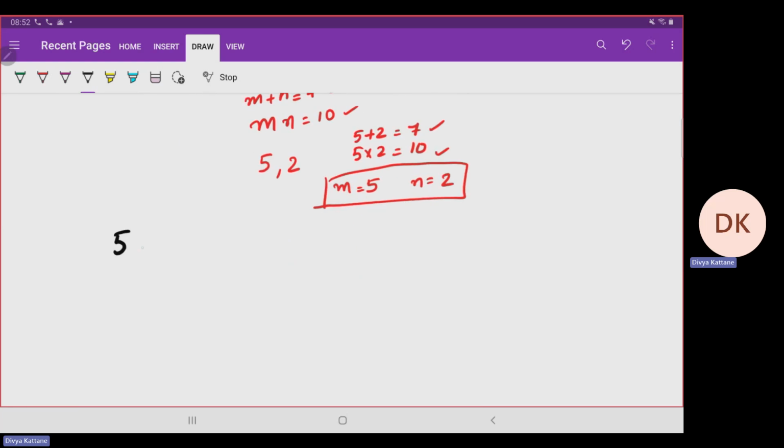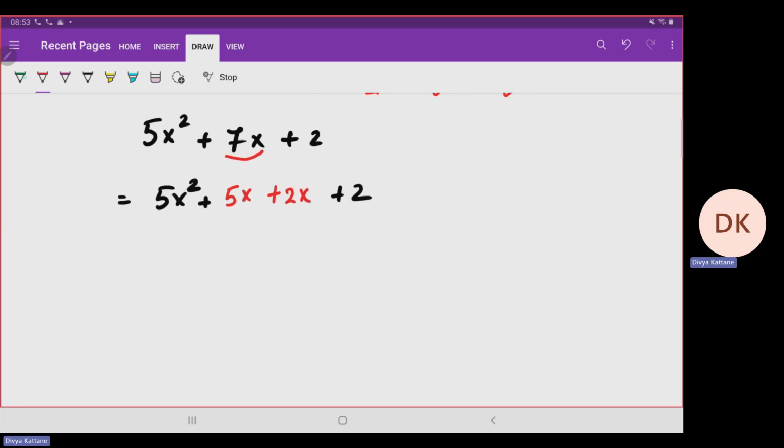So 5x² + 7x + 2 equals: the first term you will write the same, the last term you will write the same. Now the middle term, which is 7x, write in terms of m and n. So m is 5x, mx + nx, n is 2x, so 5x + 2x. It is correct only, 5x + 2x is 7x.